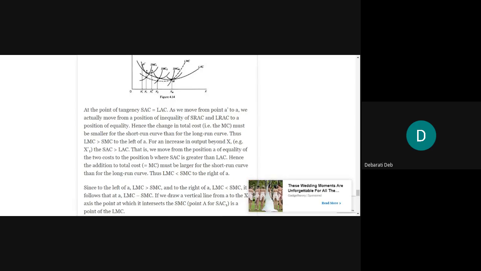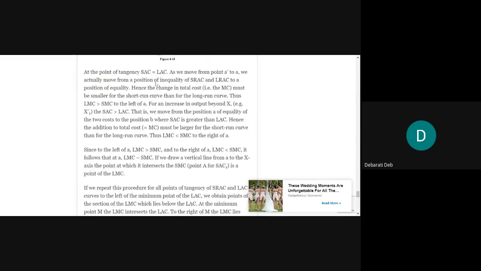Tomorrow I will see your copy. You will share the screen and show me this diagram, okay? Tomorrow at the beginning of the class itself, I will see your diagram, which you will have to draw. In every small U-shaped curve, when you are drawing this perpendicular, it should pass from the intersecting point of SMC and LMC both. Okay, then only the diagram is going to make some sense.